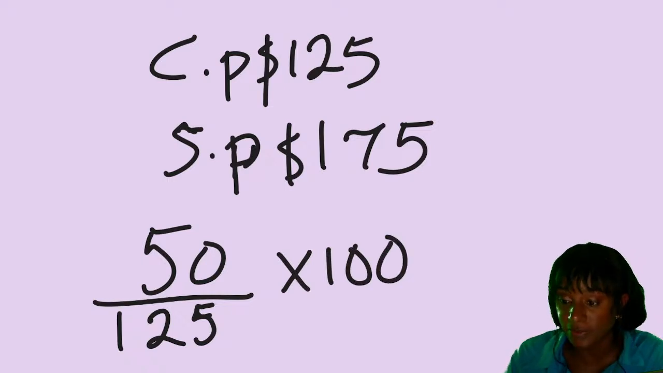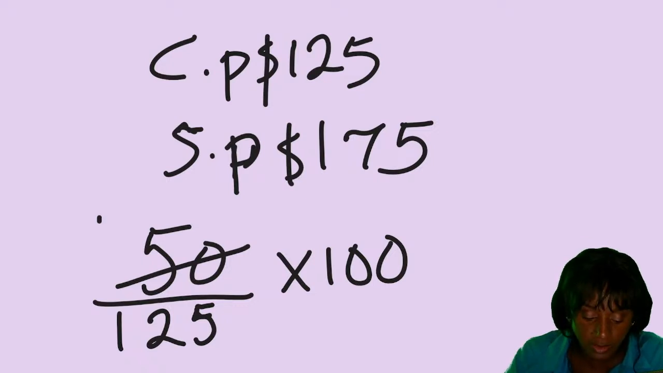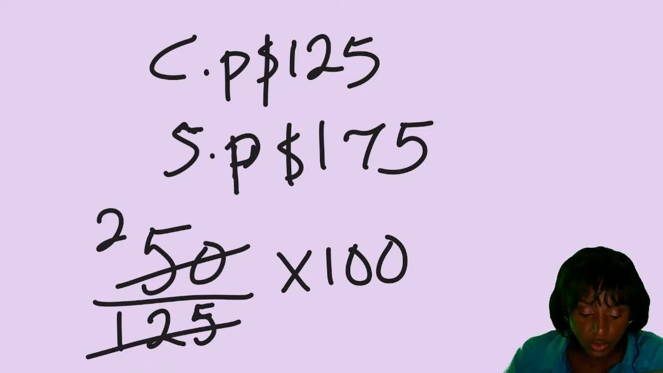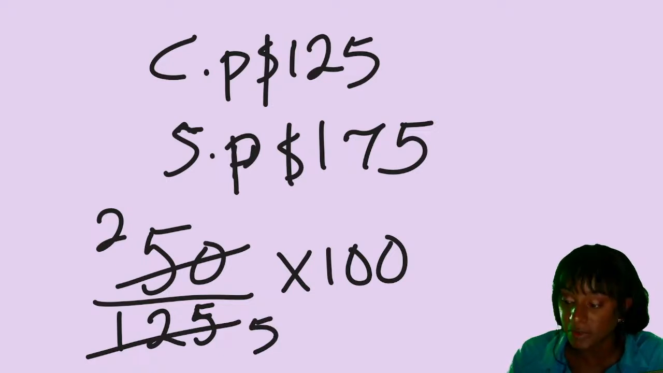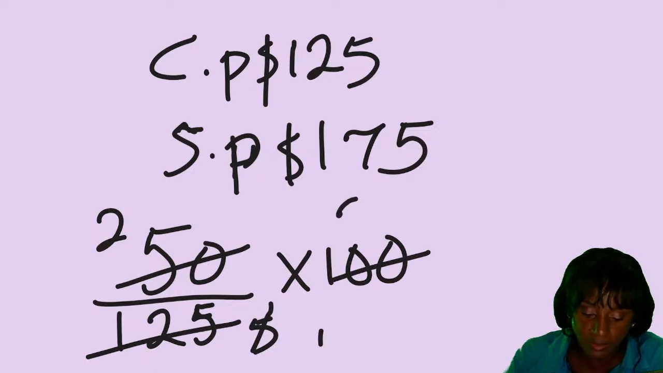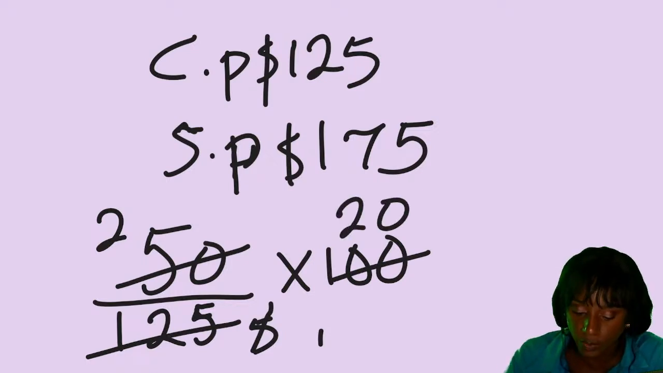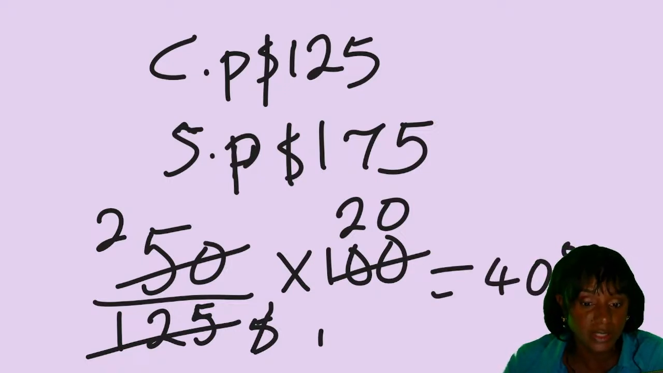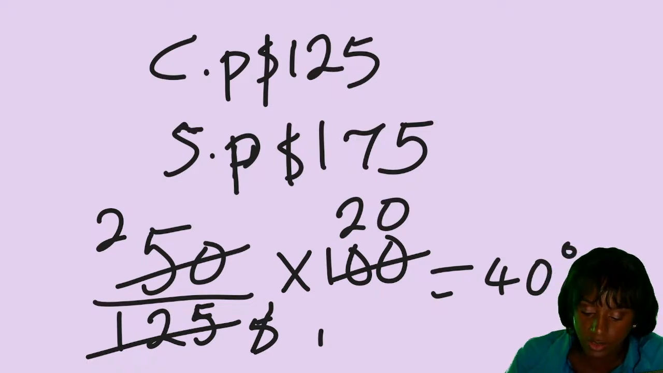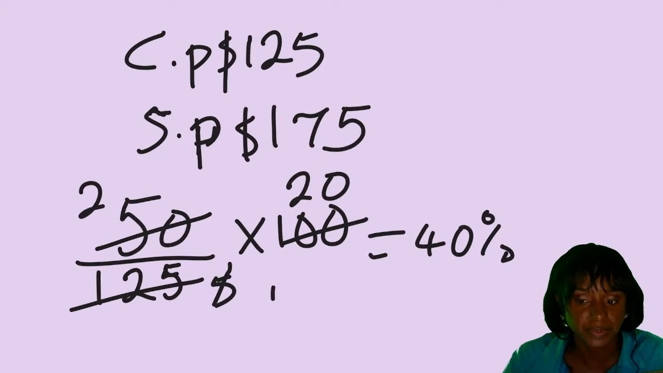So we are going to simplify. 25 into 50 goes 2 times. 25 into 125 goes 5 times. Canceling further, 5 into 5 goes once, and 5 into 100 goes 20 times. Multiplying 20 by 2, you get 40%. So the profit as a percentage of the cost price is 40%. Okay, so let's move on to the next question.